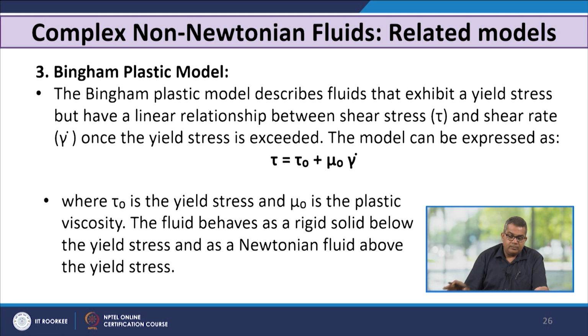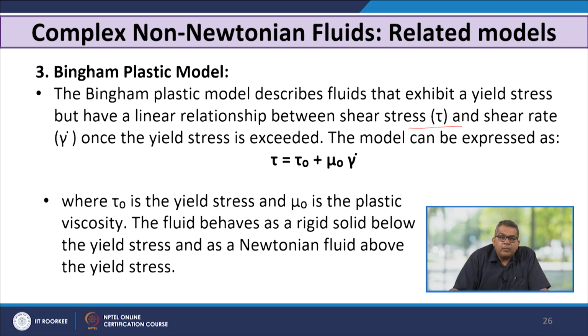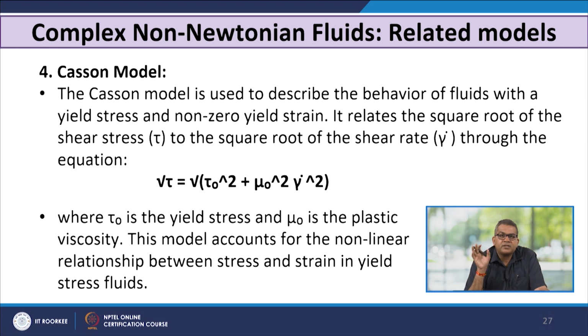Bingham plastic model. The Bingham plastic model describes fluids that exhibit a yield stress but have a linear relationship between the shear stress tau and the shear rate gamma. Once the yield stress is exceeded, the model can be expressed like this, where tau naught is the yield stress and mu naught is the plastic viscosity. The fluid behaves as a rigid solid below the yield stress and as a Newtonian fluid above the yield stress.